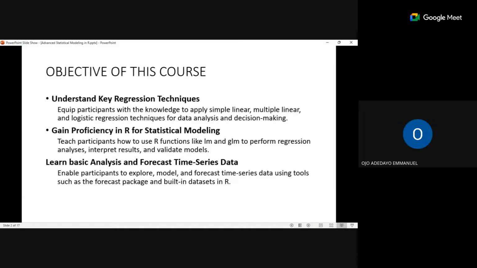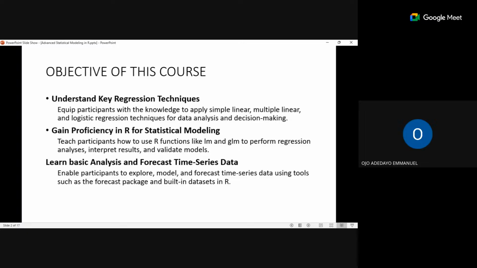Tonight, we are going to be checking how to exploit models for forecasting time series data using tools such as the forecasting package. There is what we call a forecasting package in R. And we will build a data set in R. So these three things we're going to be covering tonight.